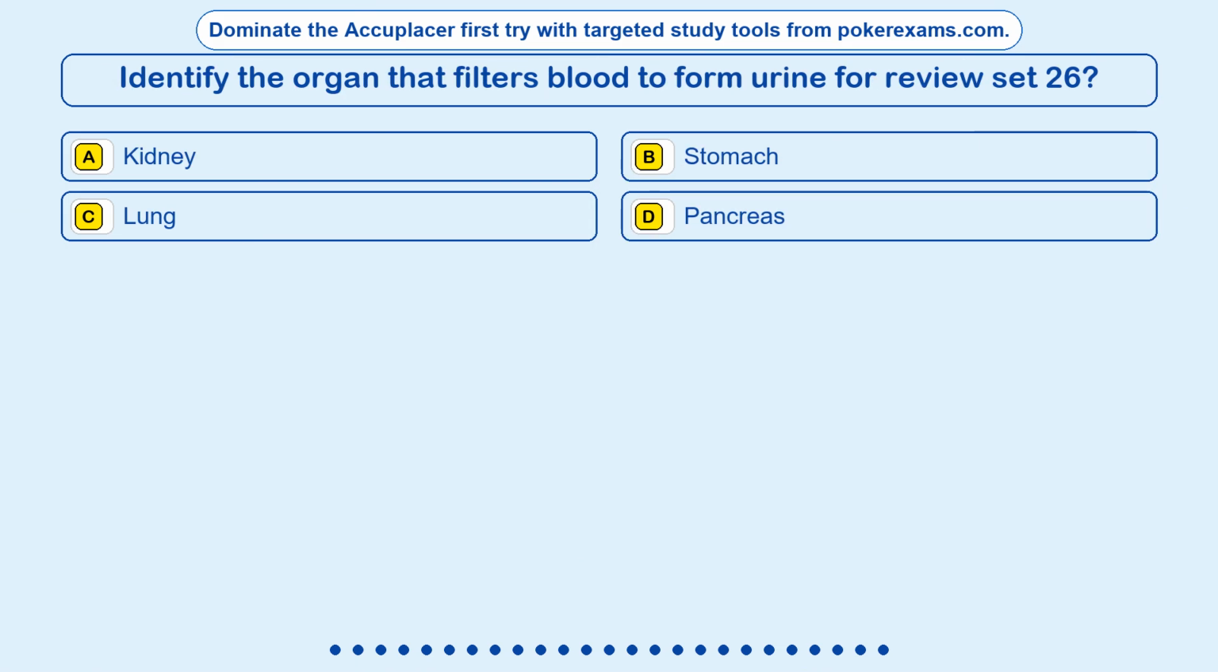Question 24. Identify the organ that filters blood to form urine for review set 26. Option A, kidney. Option B, stomach. Option C, the lung. Option D, pancreas.